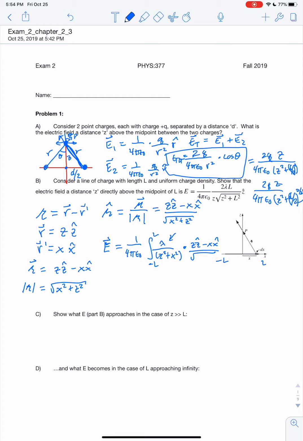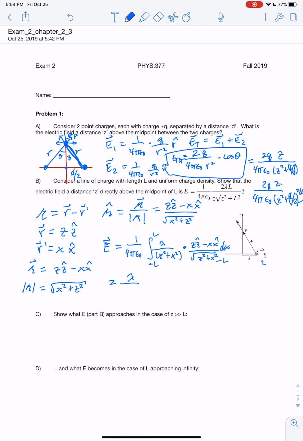This is just charge over r squared, and then times our unit vector z squared plus x squared. Okay, so that's just q over r squared, and then dx. Okay, and if you do that, then you get the integral.